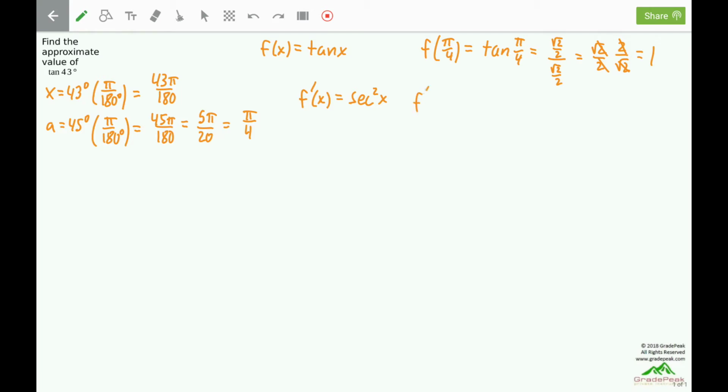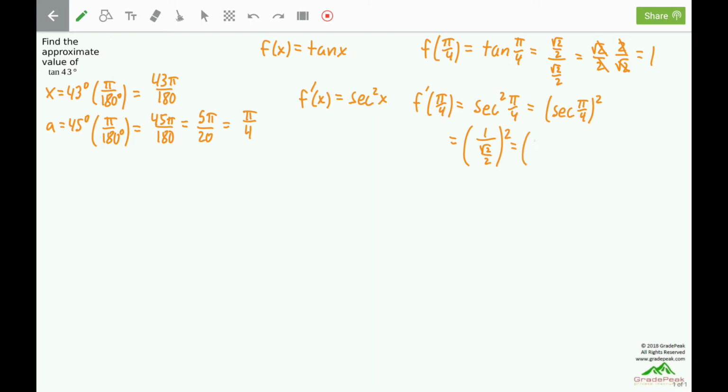The f prime of pi over 4 is the secant squared of pi over 4, which means to evaluate the secant of pi over 4 first and then square the result. The secant of pi over 4 is 1 over the cosine of pi over 4, which is root 2 over 2. And then we will square that result.